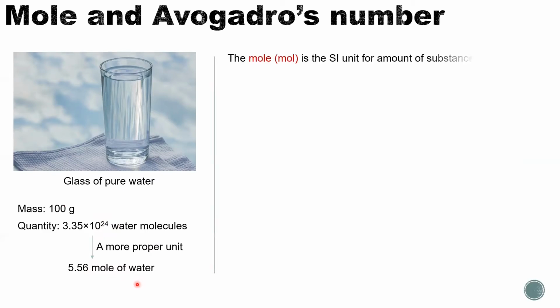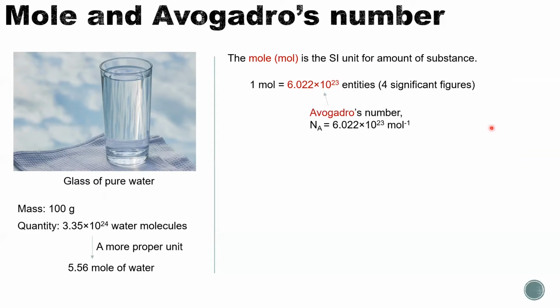So yes, mole is a unit. The symbol is mol. It's an SI unit for amount of substance. And one mole by definition equals 6.022 times 10 to the 23rd entities. Typically, we keep 4 significant figures in this number. And what we call this number is Avogadro's number. This is named after the scientist who discovered this number for the first time.